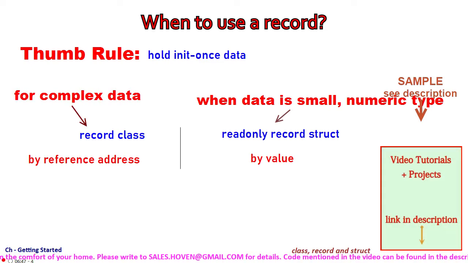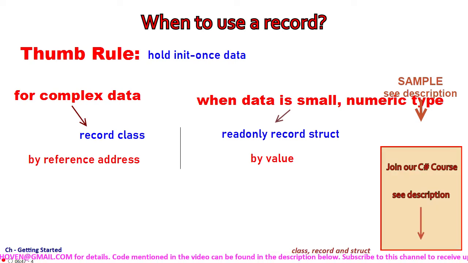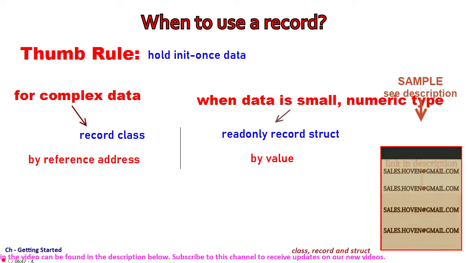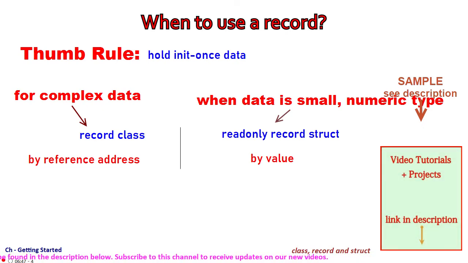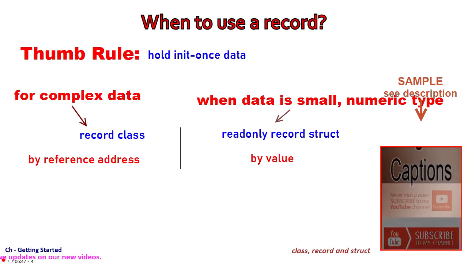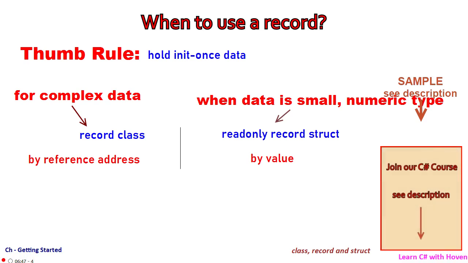Use a record class if the data contained is large or complex, like strings or other C# classes. So the conclusion is that most of the time you will be using a record class or readonly record struct to hold data that will not be mutable, that will be constant after you enter it. This is sufficient to get you started, but these are not easy concepts. They need a deeper study that can be done as you become more proficient in C#.